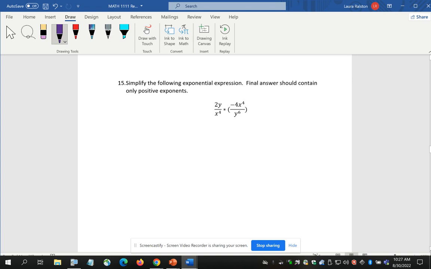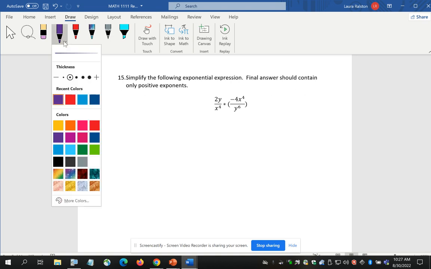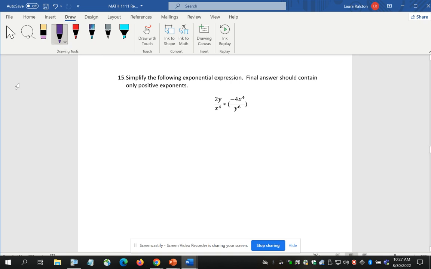Question 15 says to simplify the following exponential expression, and your final answer should contain only positive exponents. This is very similar to simplifying your fraction. Like simplifying fractions again, we're going to multiply these together, but I can simplify first, like I did with the rational expressions. I have 1y in the numerator and 6 in the denominator, so I can divide one of those out and leave 5 in the denominator.